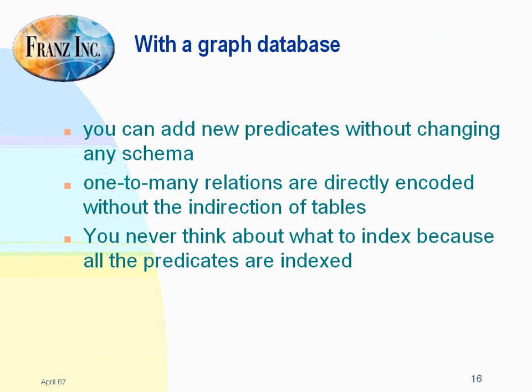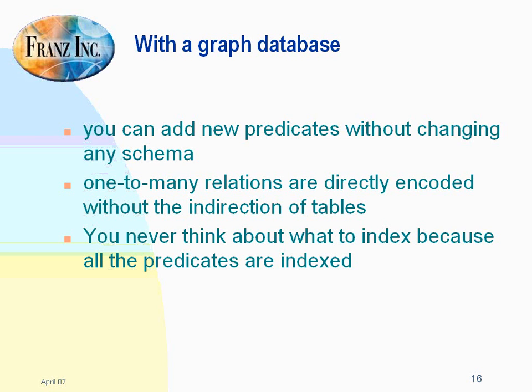Summarizing, what you can do with a graph database is you can add new predicates without changing any schema. If you are the maintainer of a really big relational database in an enterprise, then you probably would go completely crazy if 10 times a day someone came to modify your schema. It would be impossible. But graph databases are just built to add new predicates all the time. The other thing that I pointed out is that one-to-many relations are directly encoded without the indirection of tables. So many queries can be expressed much simpler, and many queries are done a lot faster just because of this.